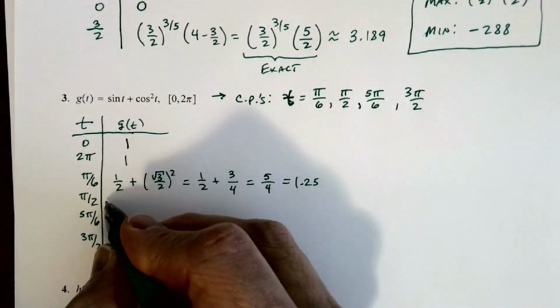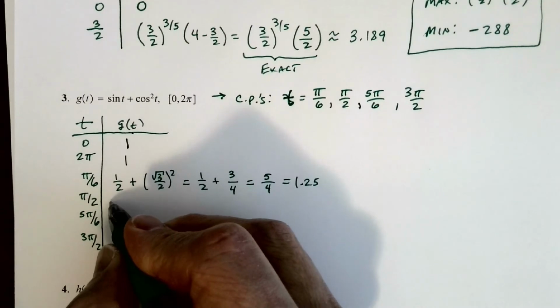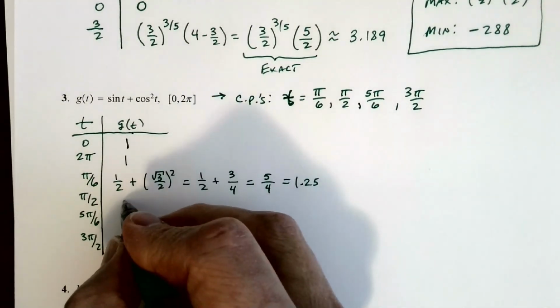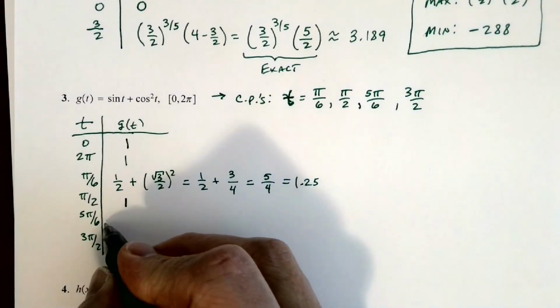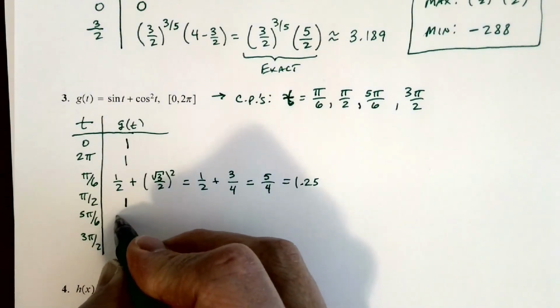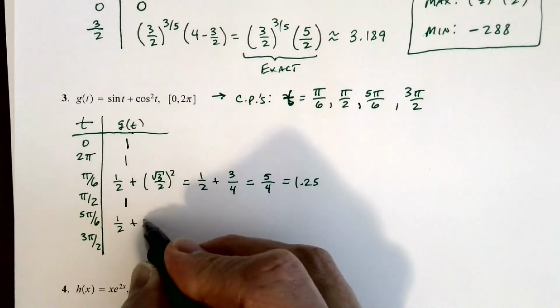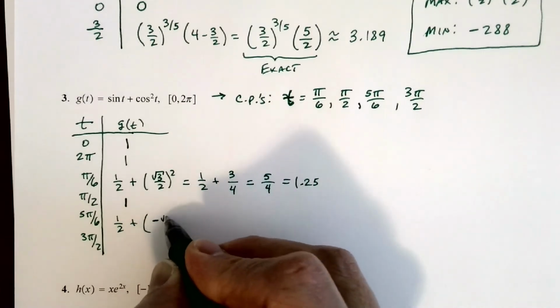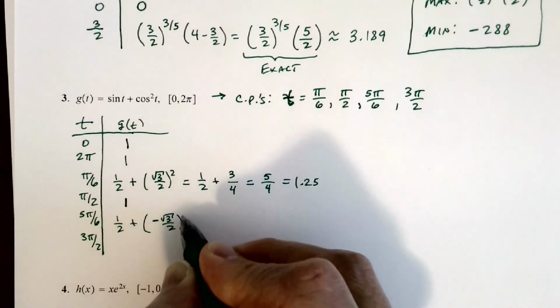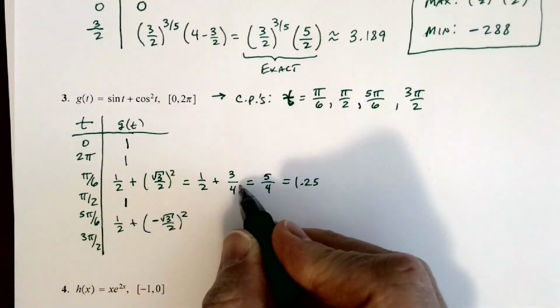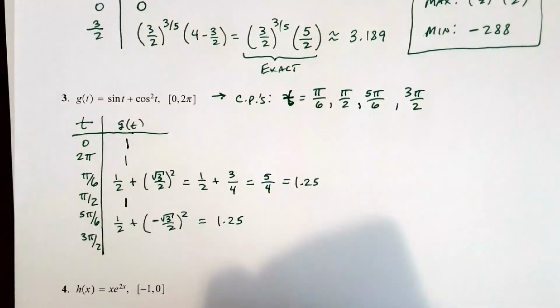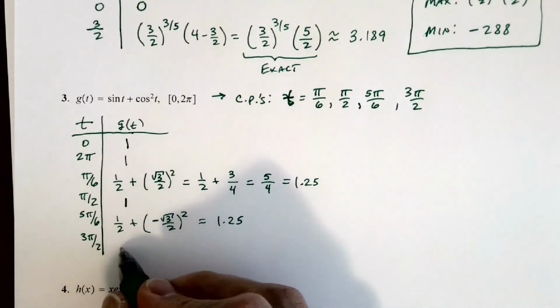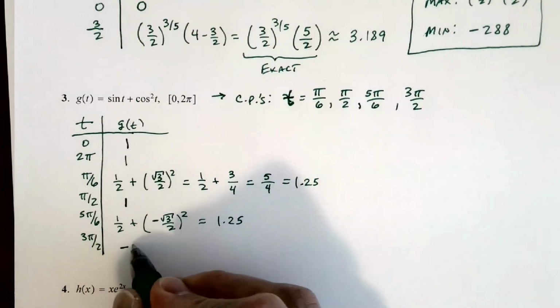Okay, what about at pi over 2? Sine of pi over 2 is 1, cosine of pi over 2 is 0. Again, I get 1. 5 pi over 6. Sine of 5 pi over 6 is 1/2 again. Cosine of 5 pi over 6 is negative square root of 3 over 2. But I'm going to square that, and that's going to give me the same thing here, so I'm going to get back to 1.25 again. And then sine of 3 pi over 2 is negative 1. Cosine of 3 pi over 2 is 0.